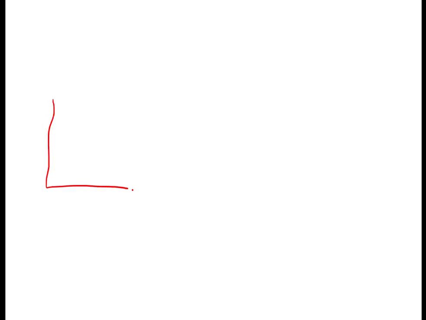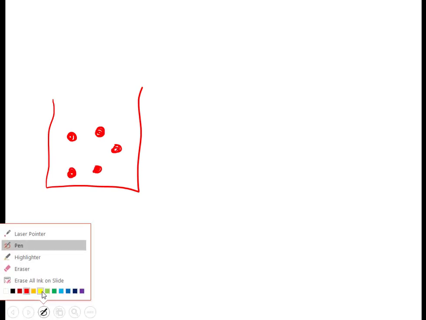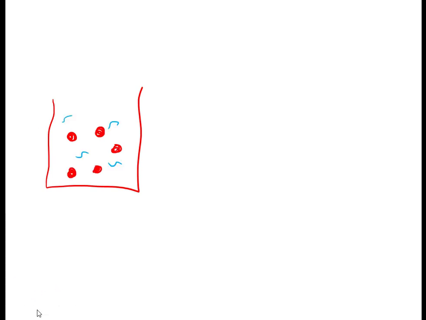Let's look at the opposite scenario. Now we have a beaker with some red blood cells. This time there's still some water in there, but we're going to put a bunch of salt. I don't know why this salt is orange, but that's what it is, all right? So this is very salty water.